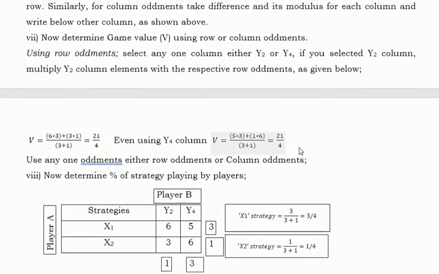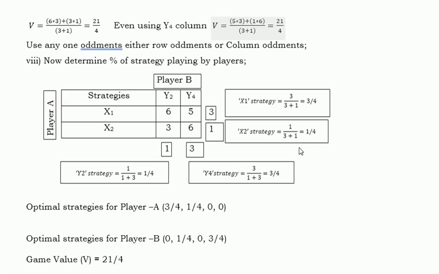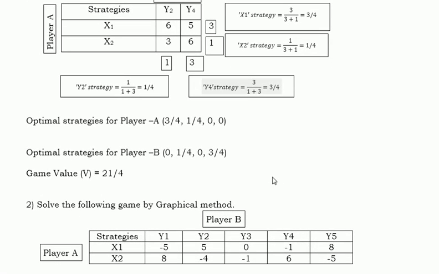Here the reduced matrix is 2 by 2, so it is a mixed strategy. Then what is the percentage of each strategy? For x1, 3 divided by 3 plus 1, that is 3 by 4. x2, 1 divided by 3 plus 1, that is 1 by 4. Similarly for y2, 1 divided by 1 plus 3, that is 1 by 4, and y1... 3 divided by 1 plus 3, 3 by 4.